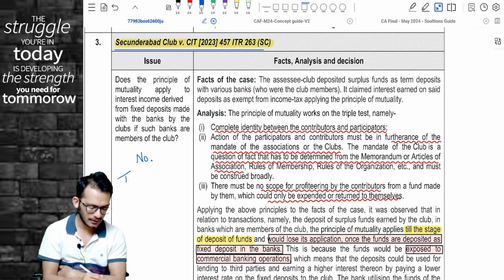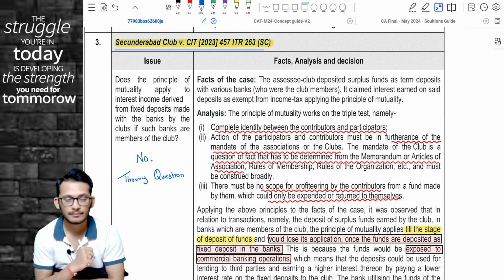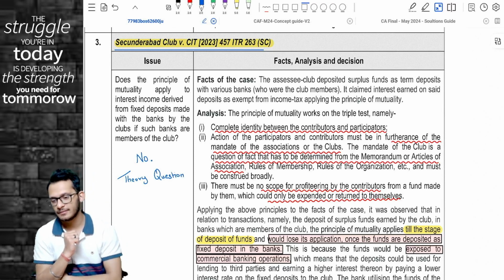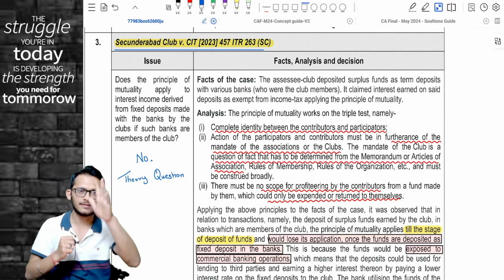Again, since clubs are not the criteria for your exams, this will again come as a theory question. Keep that in mind. Yes, 3 case laws done for us. Can we proceed? Let's proceed.